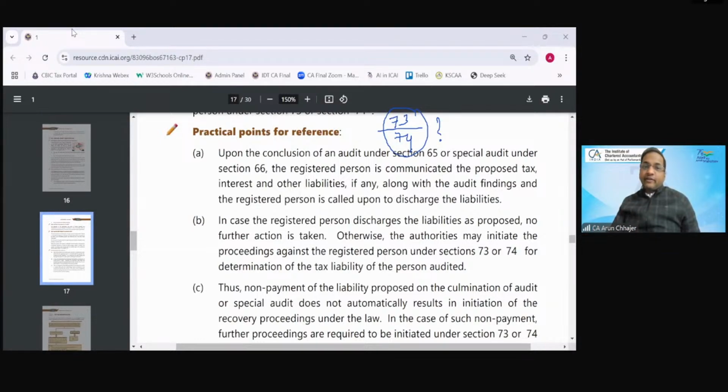What is 73 and what is 74? 73 and 74. Very nice, yeah. Very nice. My God. Gajab. Very appreciable, yeah. So 73. Wow. Very nice to all the participants.